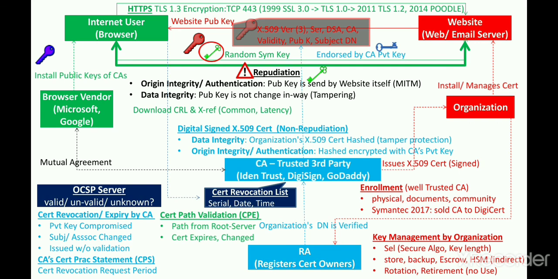In a certificate revocation list, this list is downloaded by the internet browser and then it is cross-referenced. This is the most common way of validating a certificate, but there is latency involved in this process. And the online certificate status protocol server is faster than the CRL, and in this you can check the real-time status of a certificate, whether it has been revoked or not. So you send a real-time request to the OCSP server, and the OCSP server replies whether the certificate is valid, invalid, or unknown.